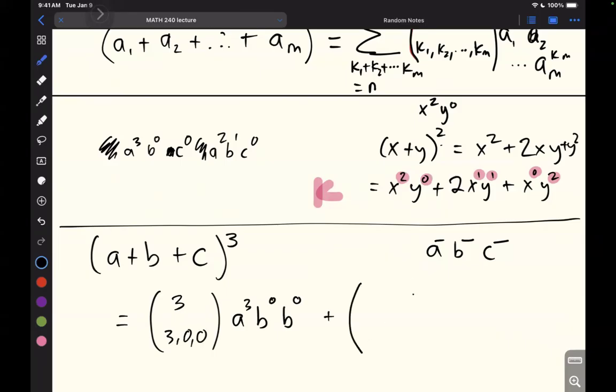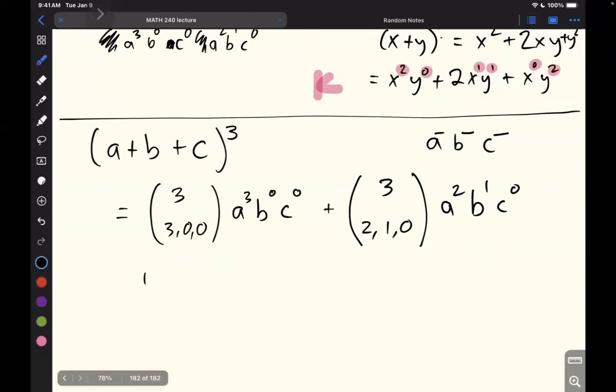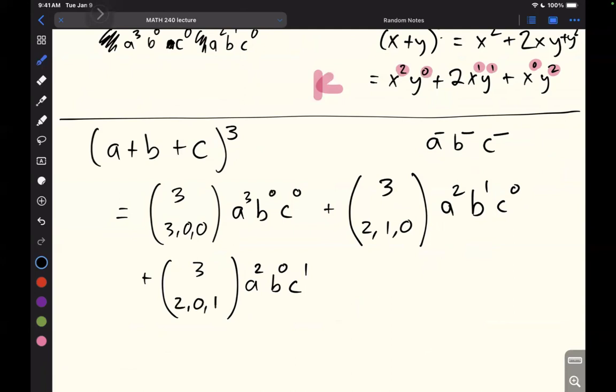The second term, we can have the first one be 2, the second be 1, the third be 0. So we have 3 choose 2, 1, and 0. The third can be 3 choose something. So that could be 2, and then we can move the 1 to C. C gets the 1 this time. So it's 2, 0, 1.